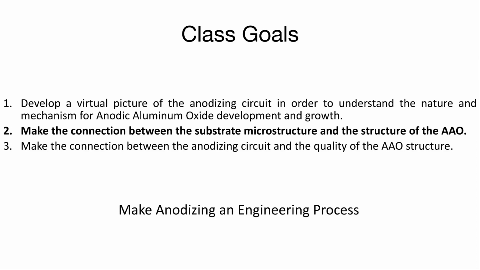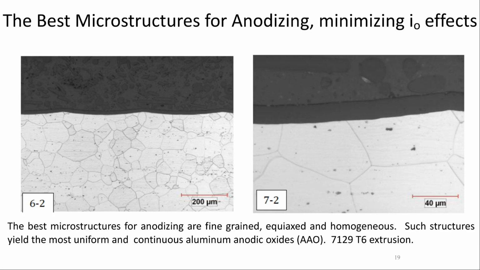So let's talk now about the impact of the substrate microstructure and the structure of the AAO. As I spoke to you earlier, as we consider the exchange current density and wanting to grow the most uniform and continuous anodic oxides, which we see very well on the image on the right-hand side, the best microstructure for anodizing is fine-grained, equiaxed, and homogeneous. And such structures yield the most uniform and continuous oxides.